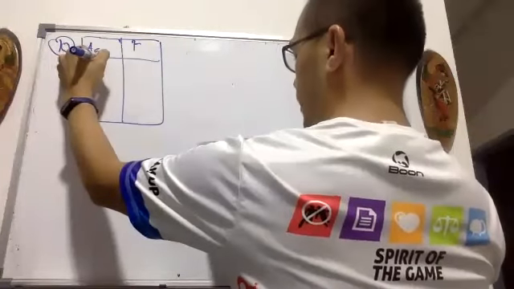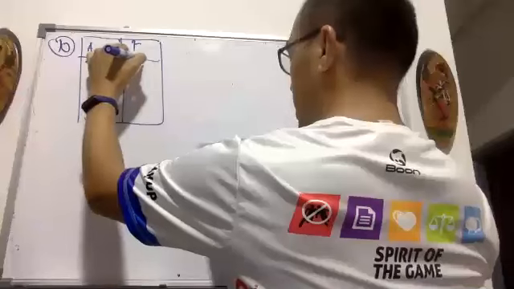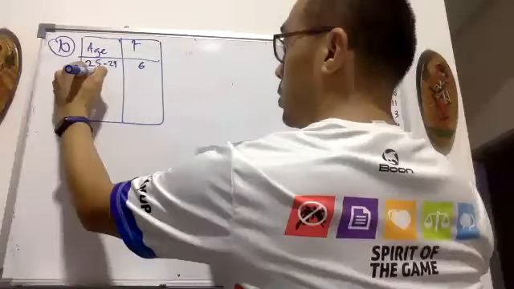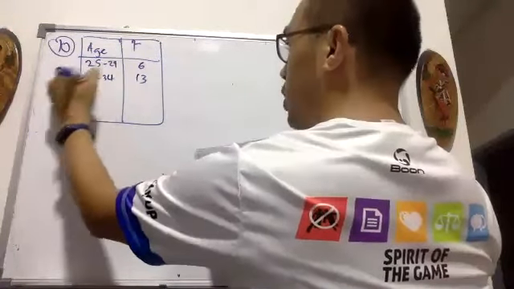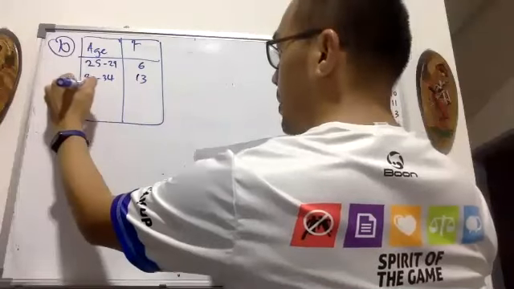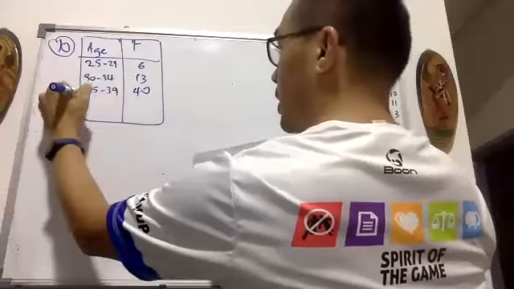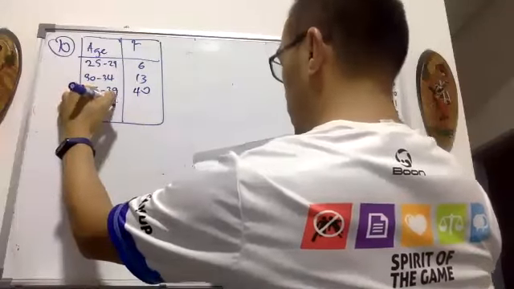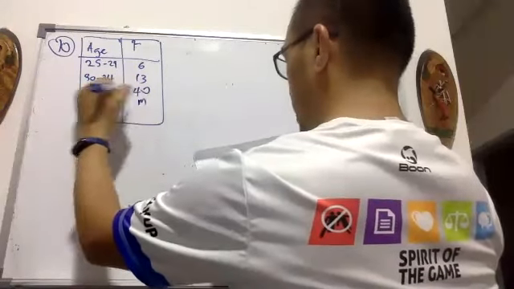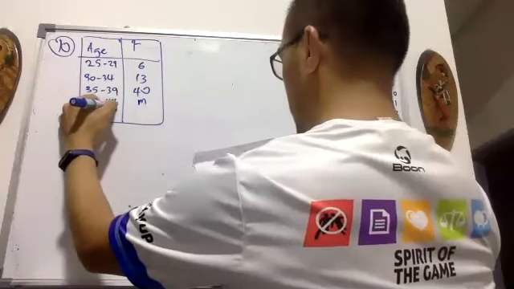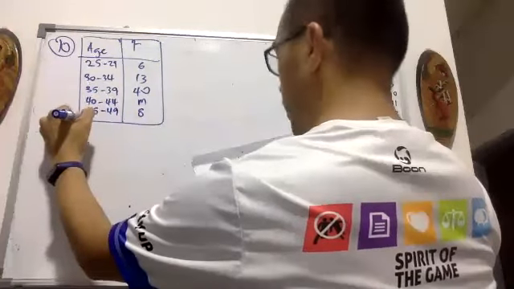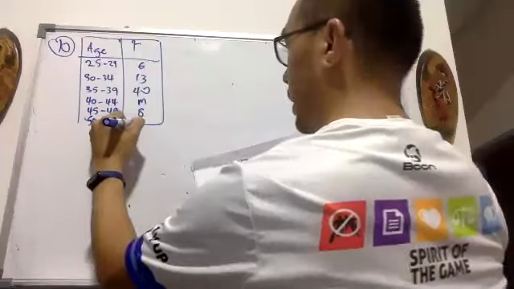So 25 to 29 is 6. 30 to 34 is 30. Kalau kau tidak nampak ini, jangan komplain. Asal kau memang ada ini jadual juga kan. So this is only for me. 40, then kita cakap 40 to 44 is M. Okay, and then 45 to 49 is 8. 50 to 54 is 8.